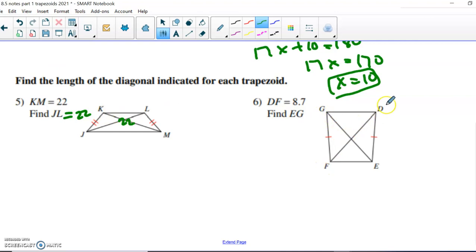This time we're given DF is 8.7. Again, it's an isosceles trapezoid. And so the question is, how big is EG? EG would also be 8.7.